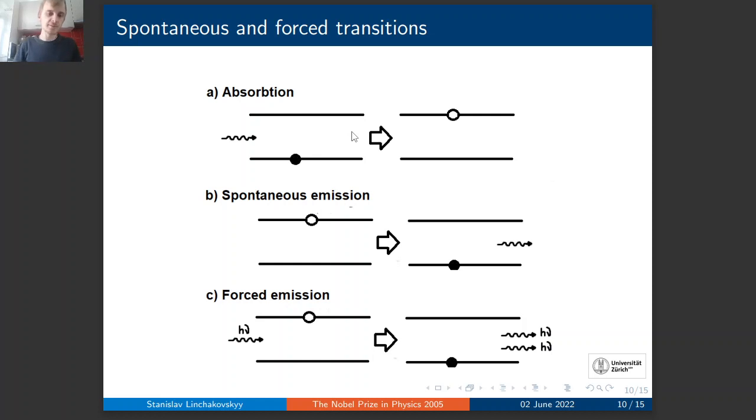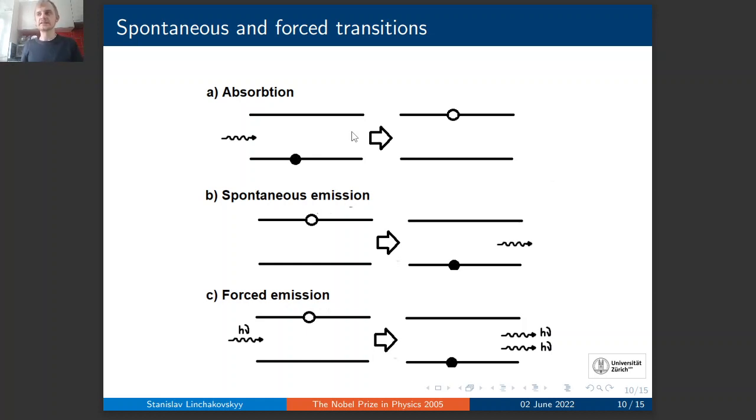The second type is spontaneous emission. I don't know if I can call it an interaction, but okay. What happens during spontaneous emission? We have an atom in an excited state, and without any other photons, any other sources of energy, it just lowers its energy and emits a photon.